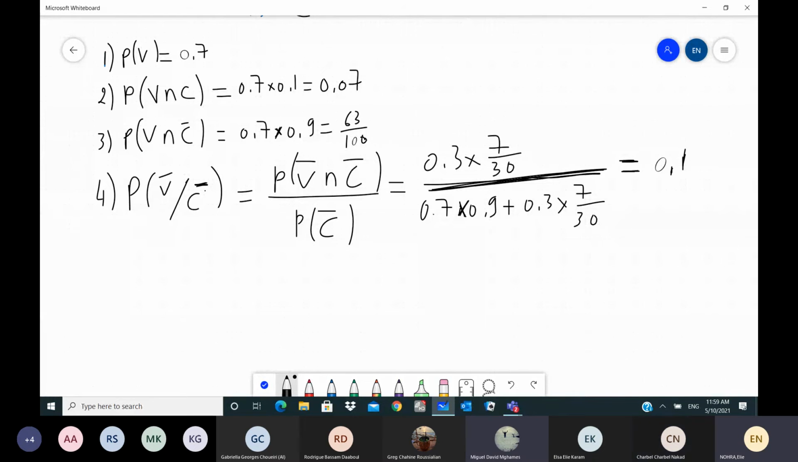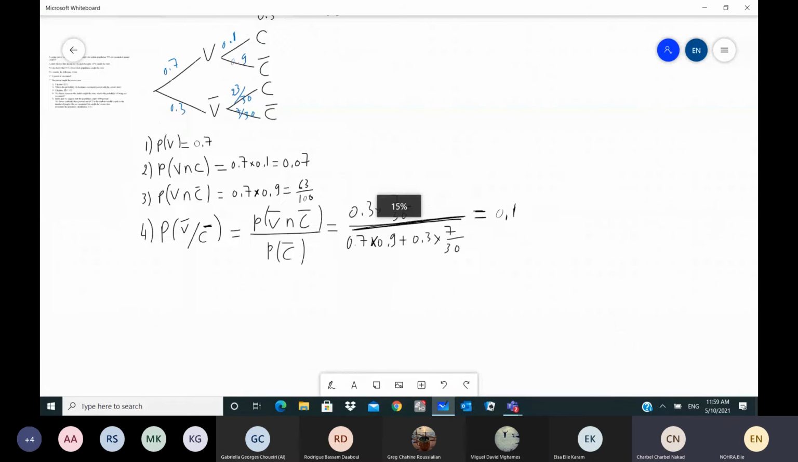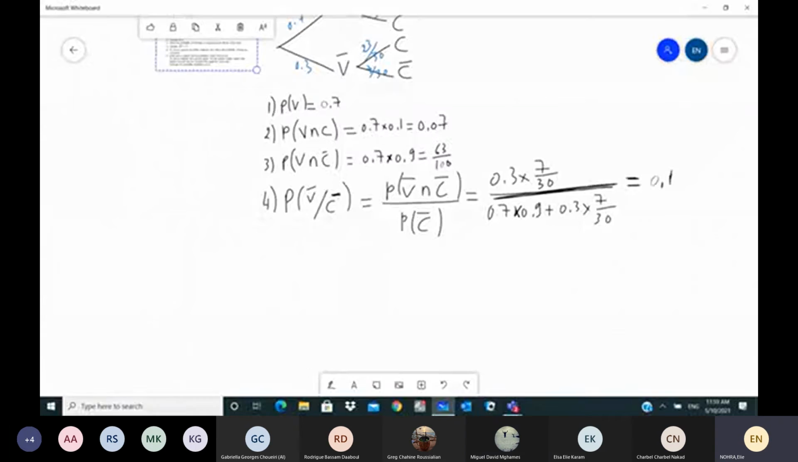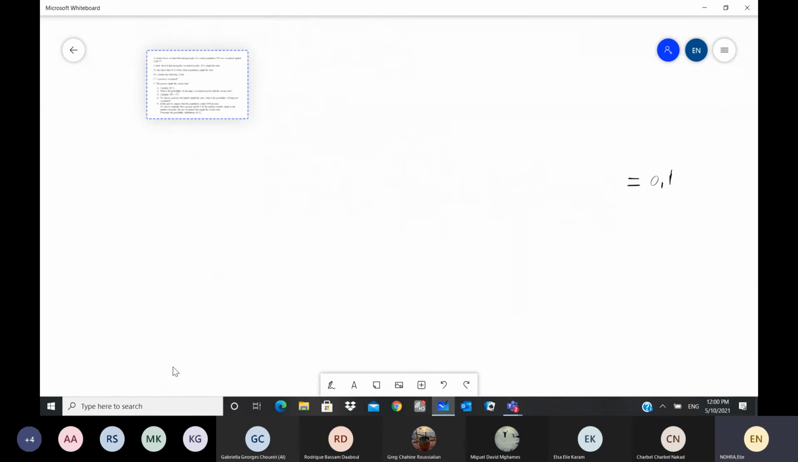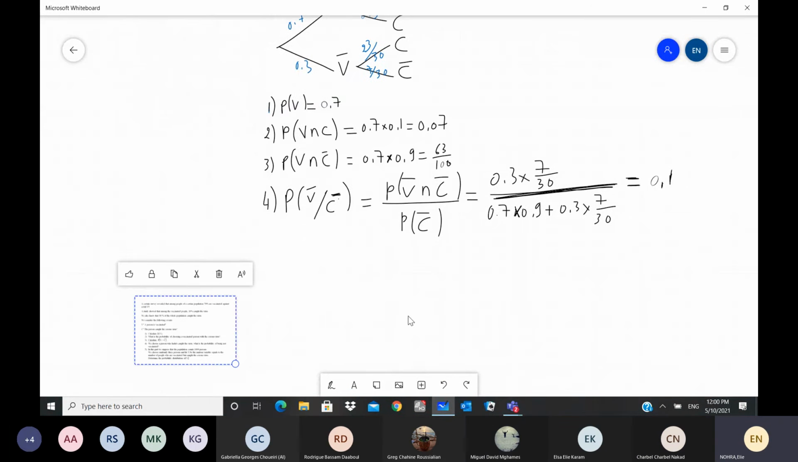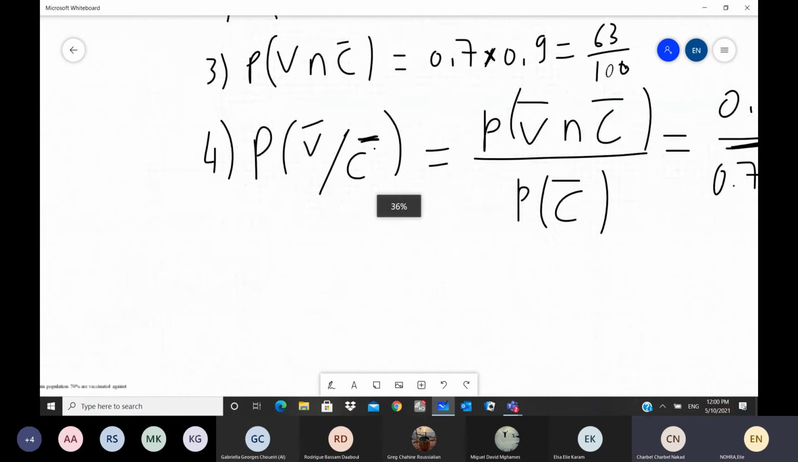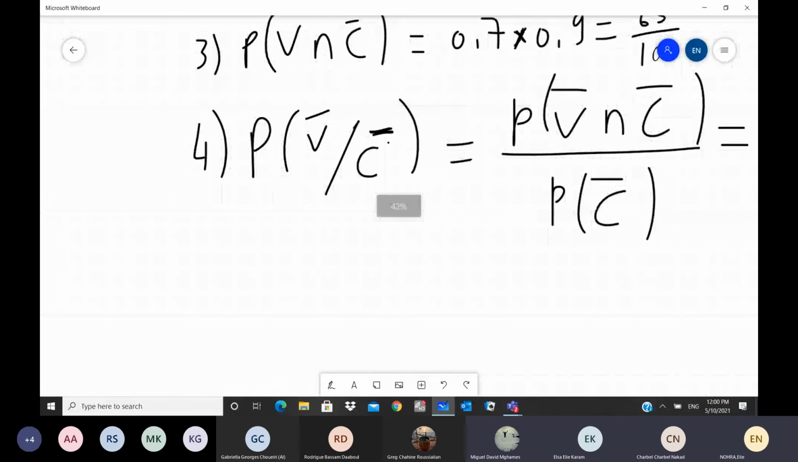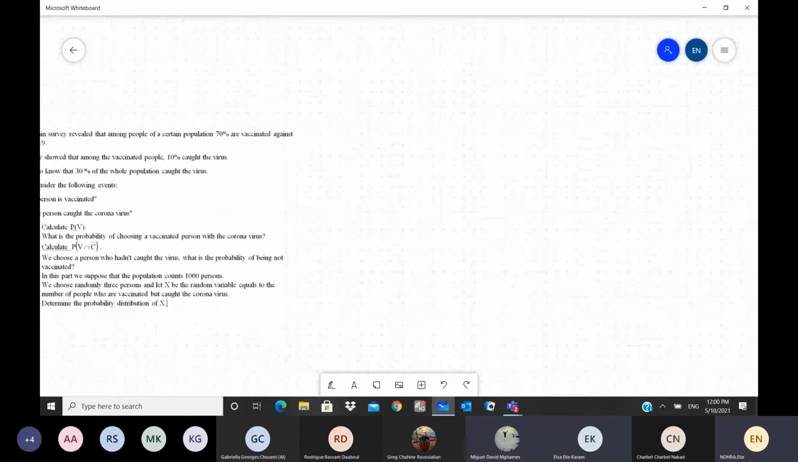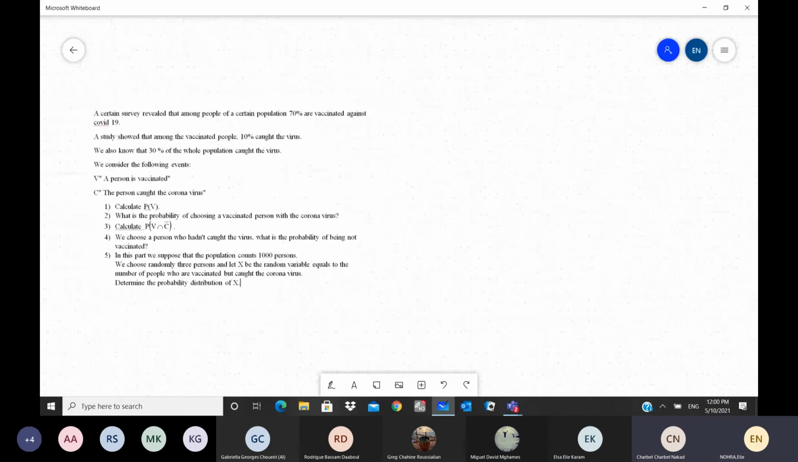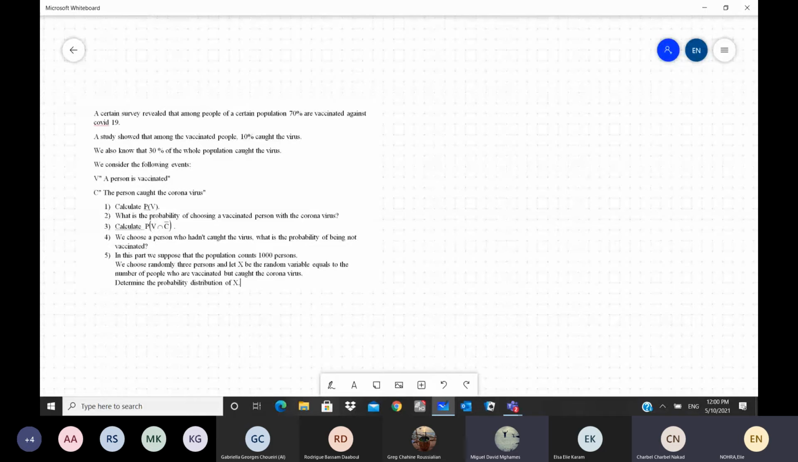Now, in part 5, which is also interesting, focus with me. We need to go through the story of what part 5 is. We have a denominator of C 300. Let's see. In this part, we suppose that the population counts 1,000 people. We choose randomly 3 persons and let X be the random variable equal to the number of people who are vaccinated and caught the coronavirus.